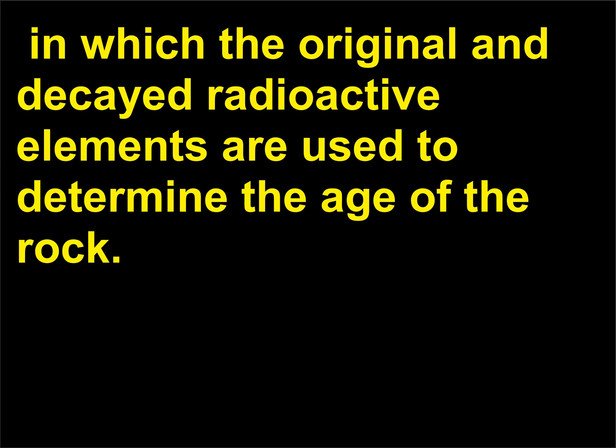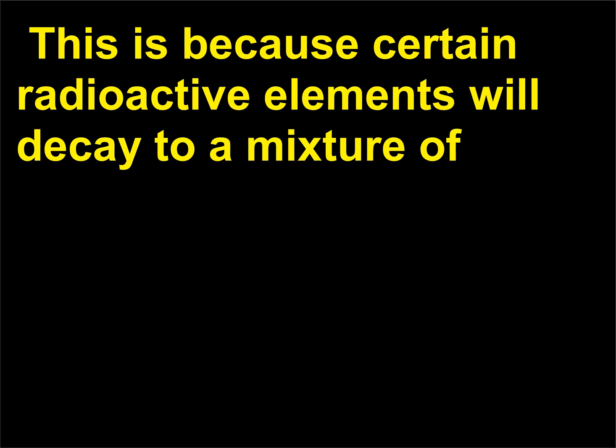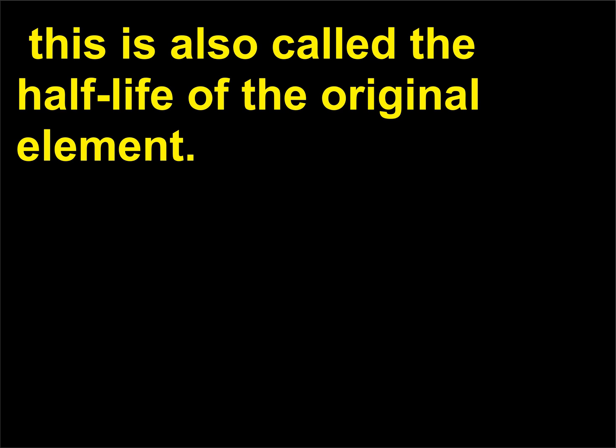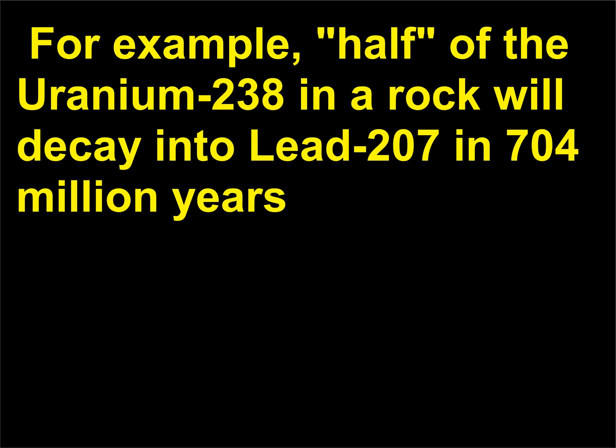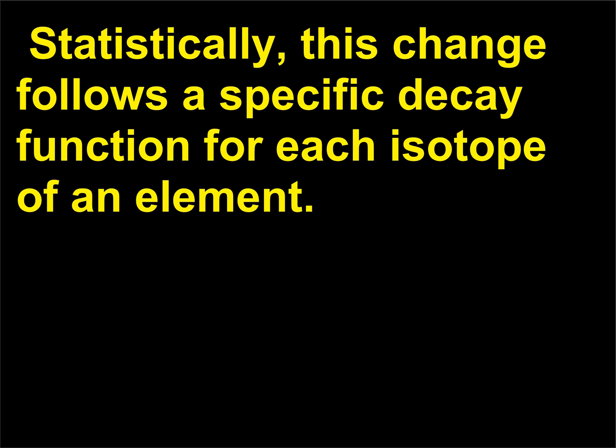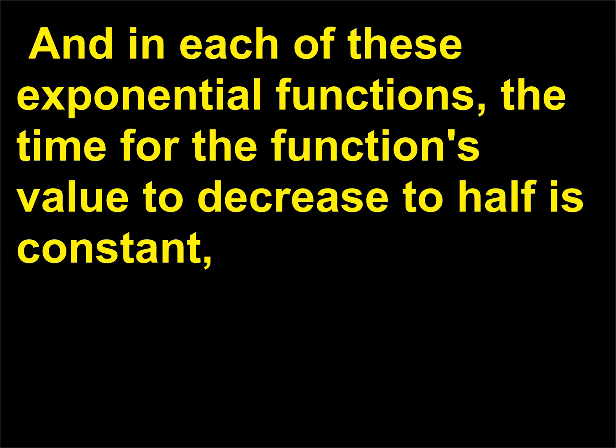This is because certain radioactive elements will decay to a mixture of half the original element and half another element, or isotope, in a specific time frame. This is also called the half-life of the original element. For example, half of the uranium-238 in a rock will decay into lead-207 in 704 million years. Thus, the half-life of uranium-238 is said to be 704 million years. Statistically, this change follows a specific decay function for each isotope of an element, and in each of these exponential functions, the time for the function's value to decrease to half is constant, making radioactive dating perfect in determining the age of certain rocks.